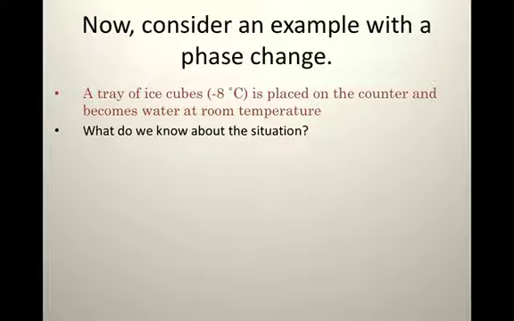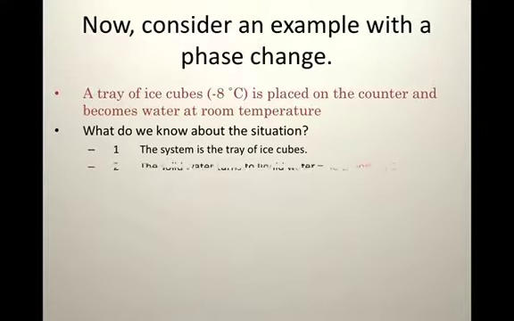Okay, so let's talk about another example here. A tray of ice cubes, something with a phase change. A tray of ice cubes at -8 Celsius, below the freezing point of water, is placed on the counter and becomes water at room temperature. So we know in this case, instead of losing energy, this is gaining energy. These ice cubes are absorbing heat from the surroundings, warming up and melting. So what we know is that the system is a tray of ice cubes. It's solid water that turns into a liquid. So there's no chemical change. It started as water and it ended as water.